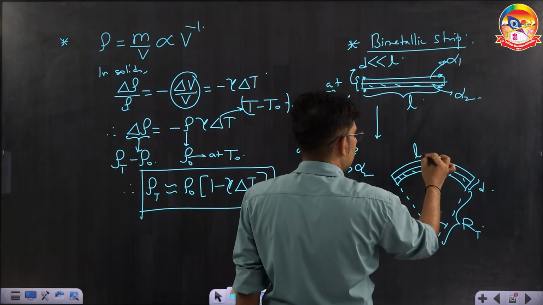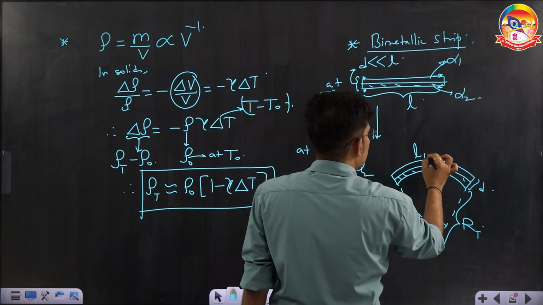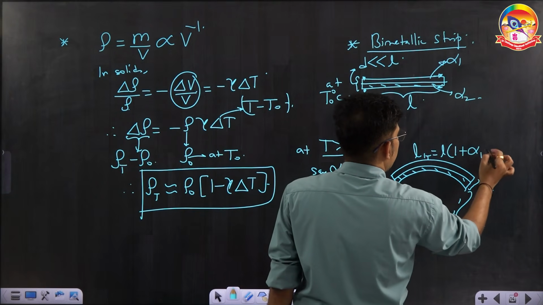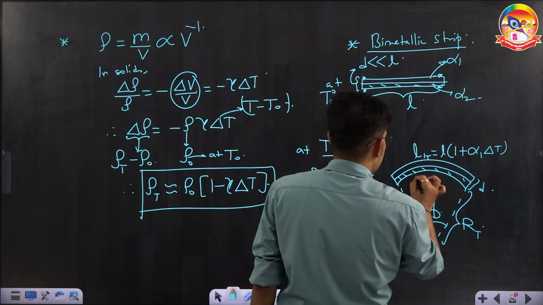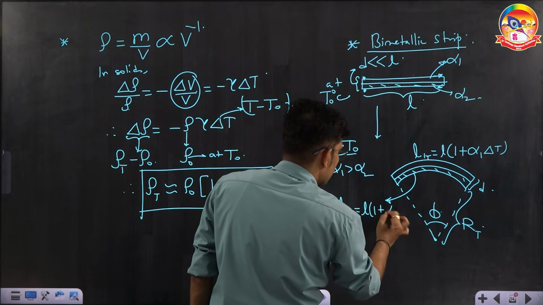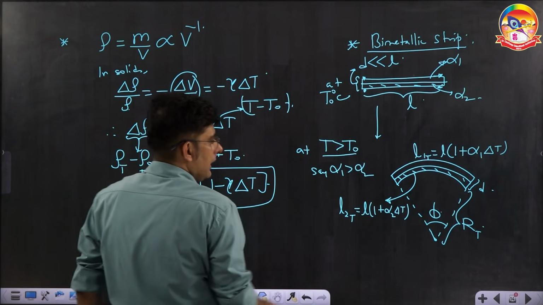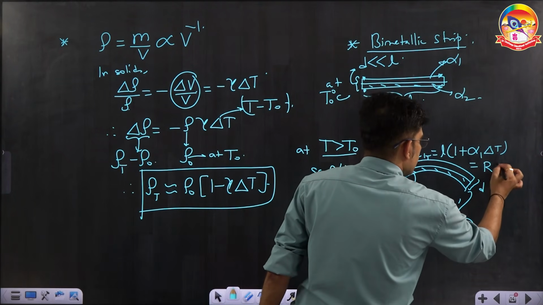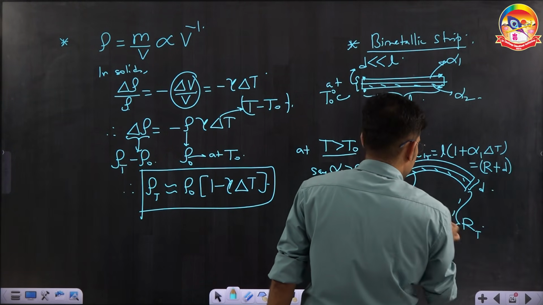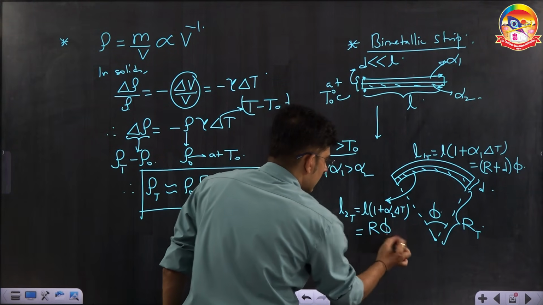Now this length, if you see the upper one, L1T, will become L1 plus alpha 1 delta T, and this L2T will become L1 plus alpha 2 delta T. When you divide both, L1T can also be written as radius into arc angle. So r plus d is the radius, multiplied by arc angle phi, and this one has radius r and arc angle phi.